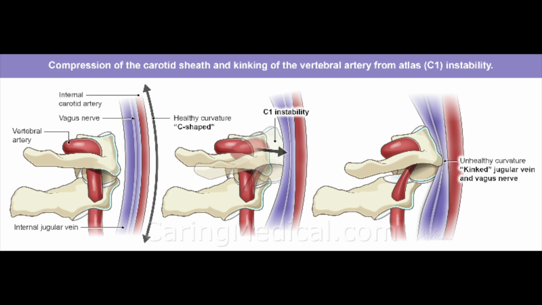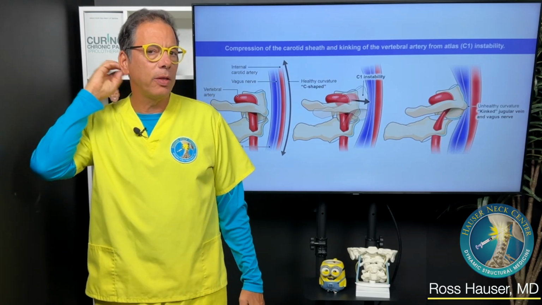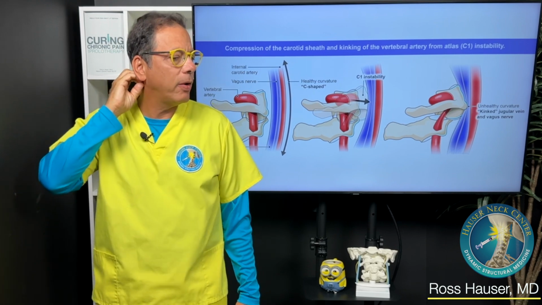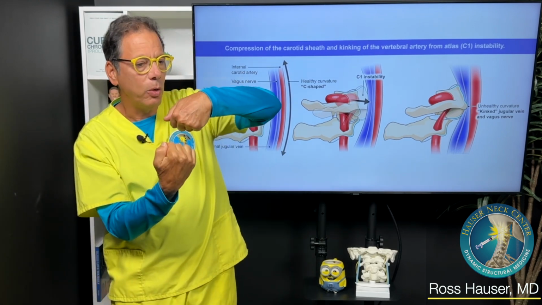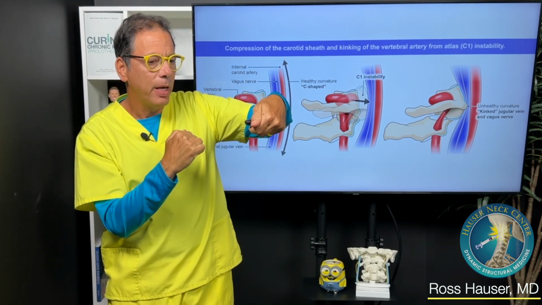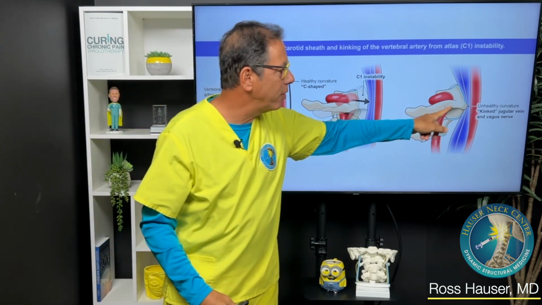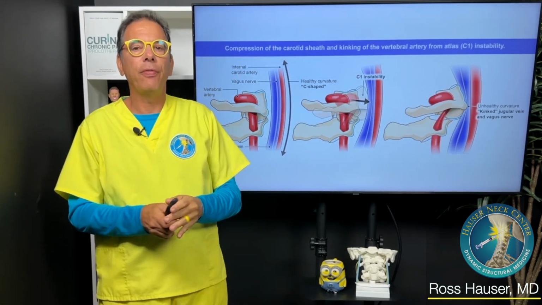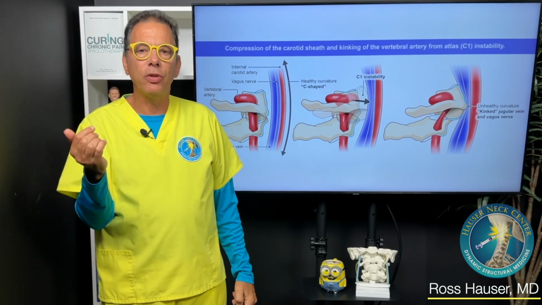So let's just say somebody has really bad instability at the right C1, C2. That means when they rotate their head to the left, then you're going to get excessive movement of the atlas. So it's rotation of the head to the left that kinks the right vertebral artery.